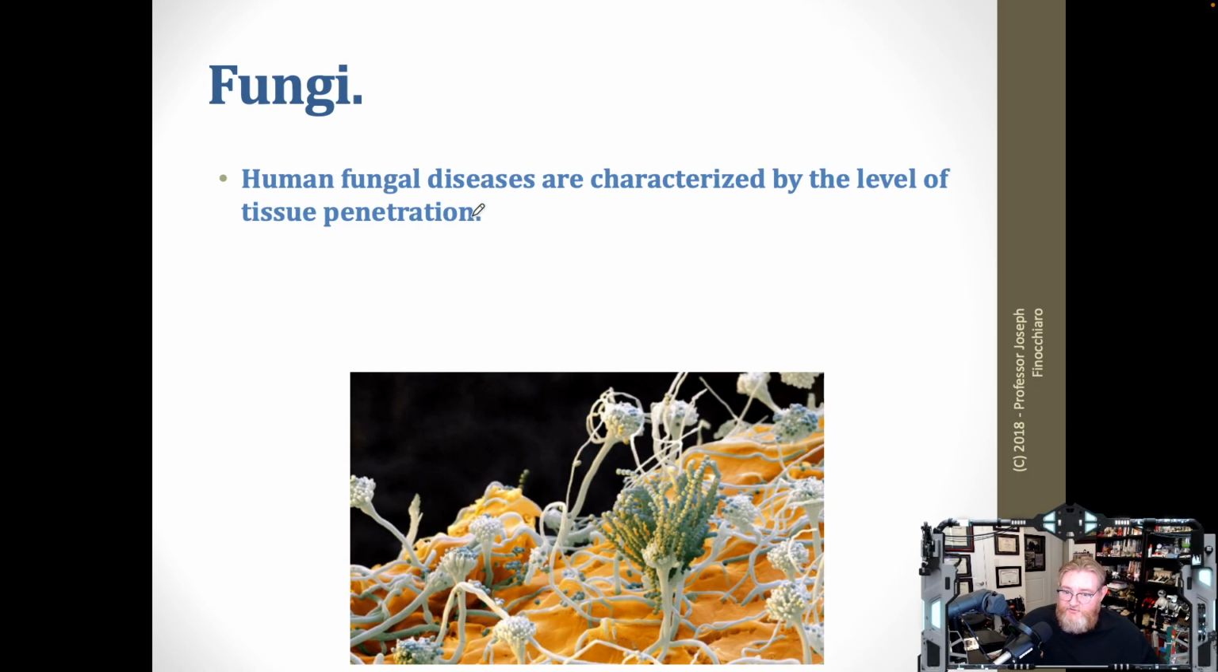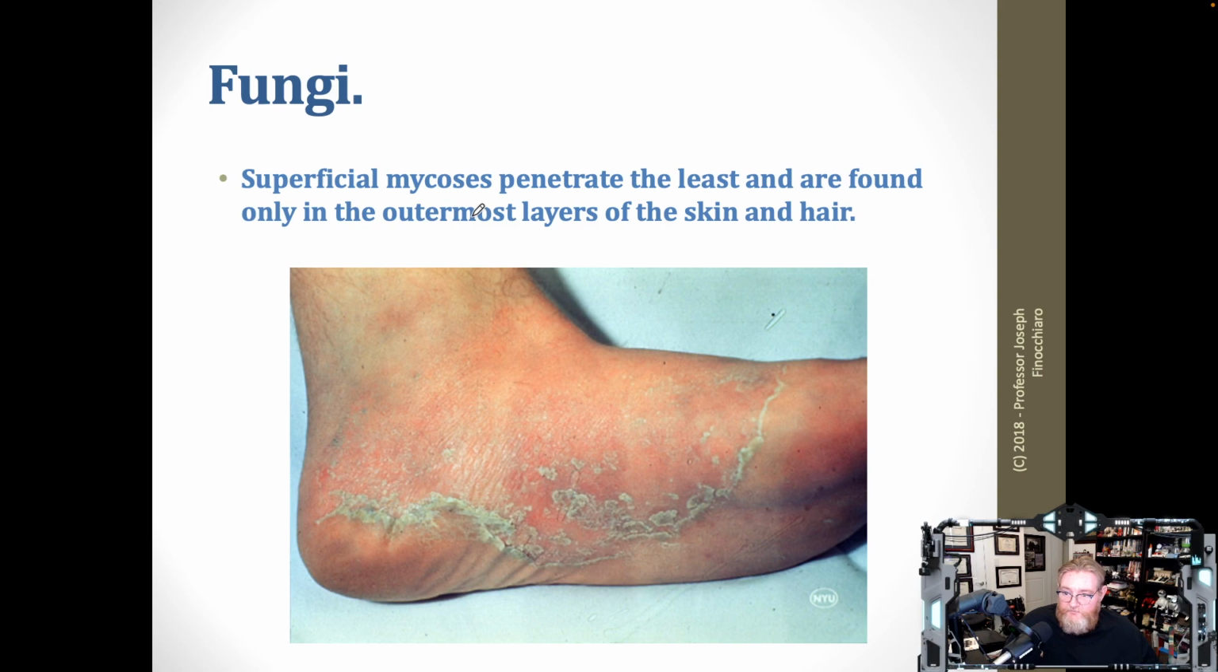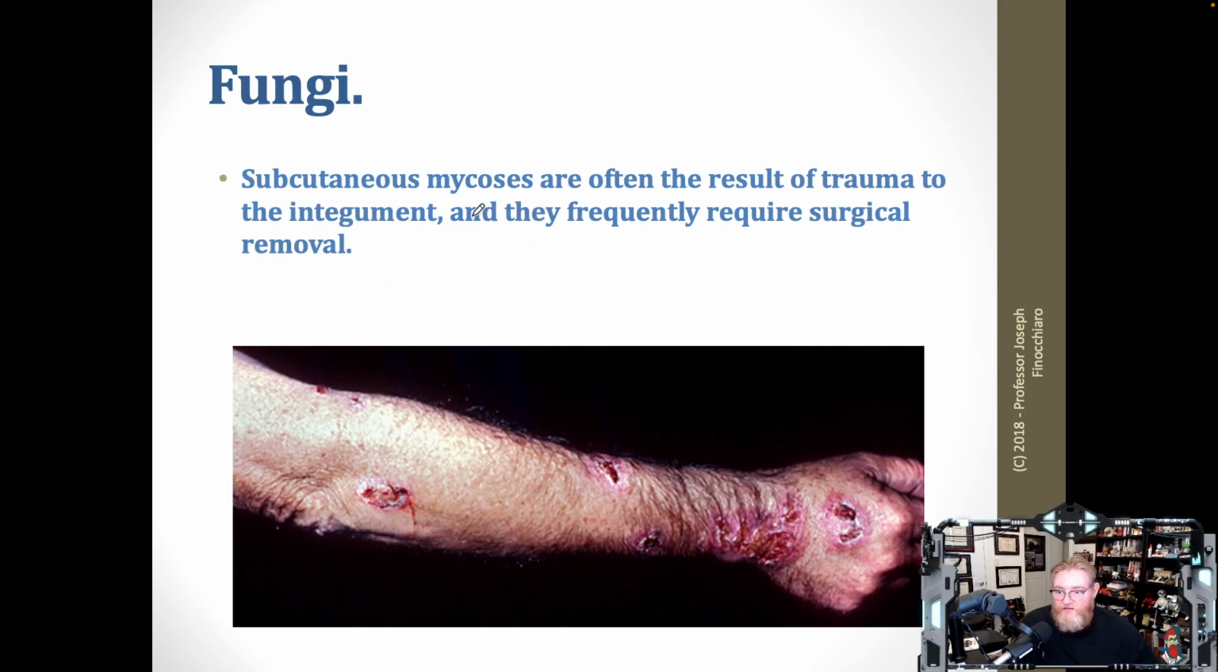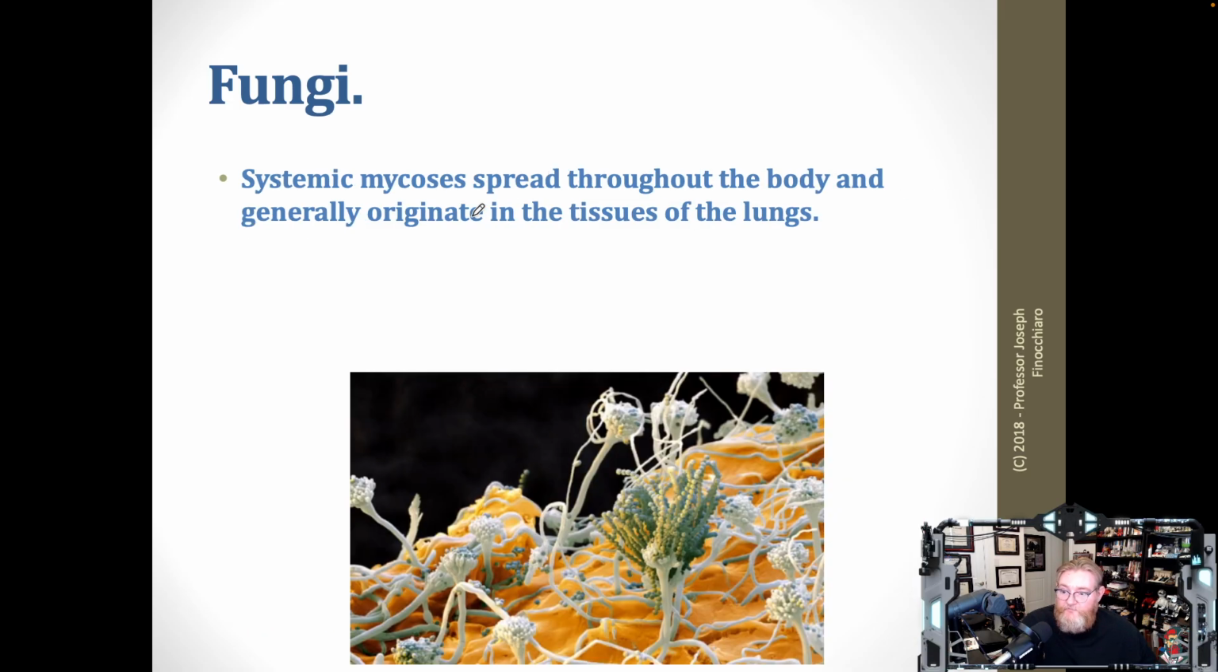Human fungal diseases are characterized by the level of tissue penetration. Superficial mycoses penetrate the least and are found only in the outermost layers of the skin and hair. Cutaneous mycoses are fungal infections of the skin, hair, and fingernails such as ringworm, jock itch, and athlete's foot. They are caused by dermatophytes and they occur deeper in the integument than the superficial mycoses. Subcutaneous mycoses are often the result of trauma to the integument and they frequently require surgical removal. Systemic mycoses spread throughout the body and generally originate in the tissues of the lungs.